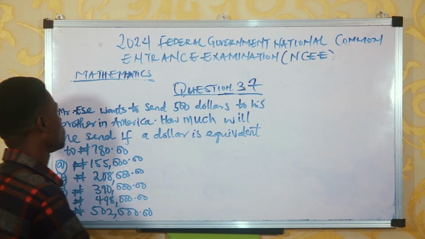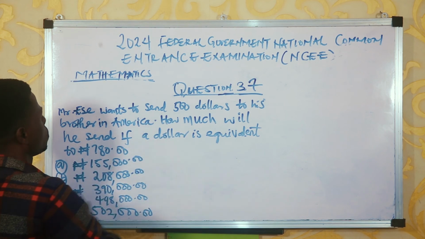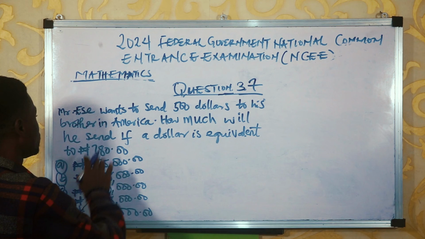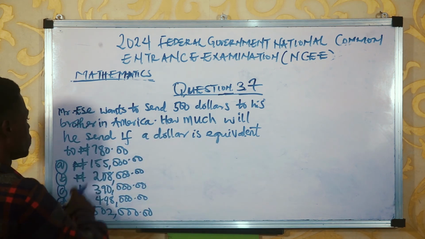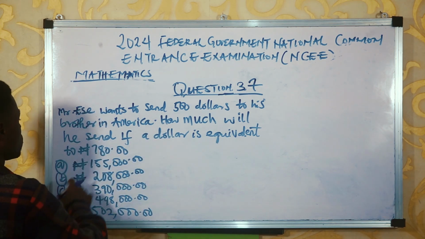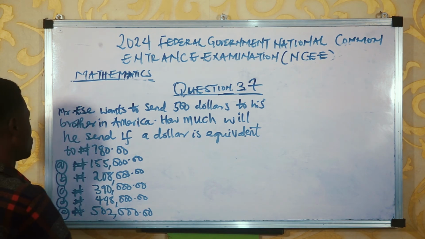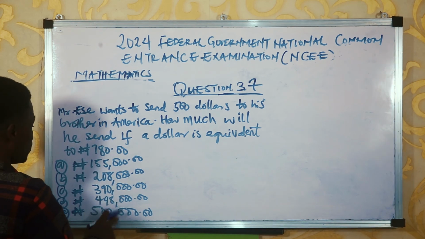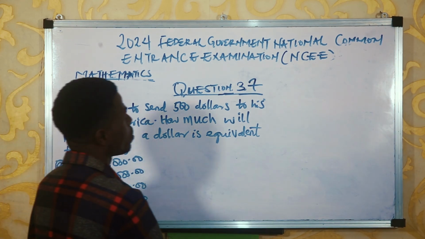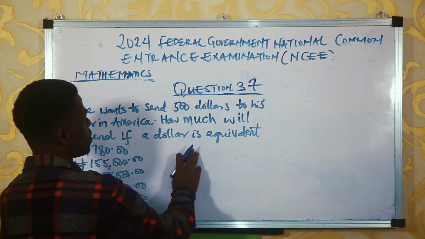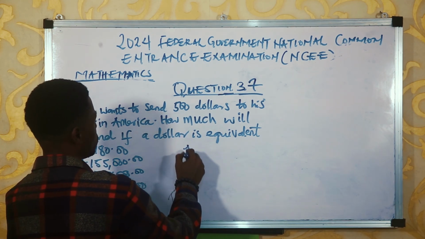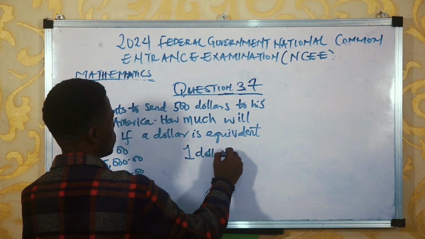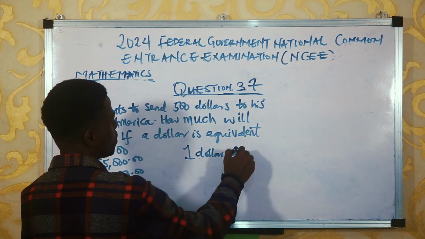Question 37 says that Mr. Eze wants to send $500 to his brother in America. How much will he send if a dollar is equivalent to 780 naira? From the options, we have 155,000 naira, 208,000 naira, 390,000, 498,000, and 502,000 naira. What this means is that $1 is equivalent to 780 naira.